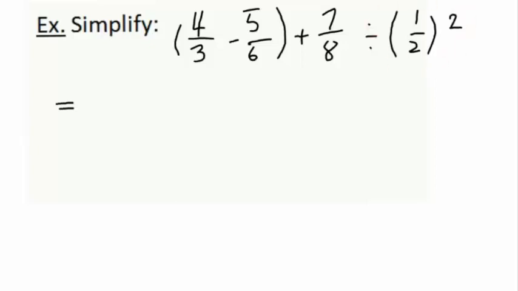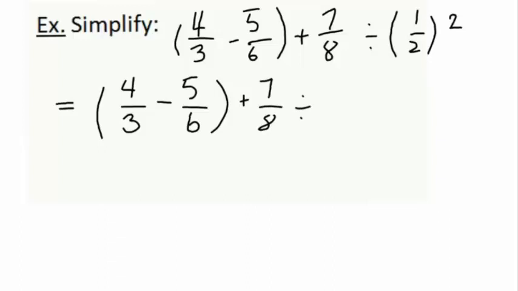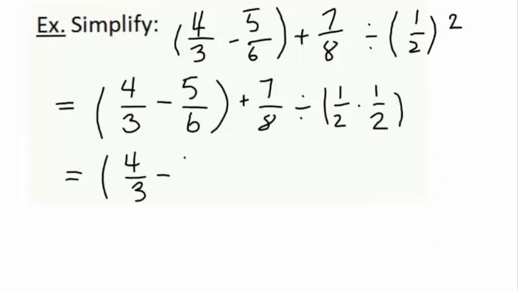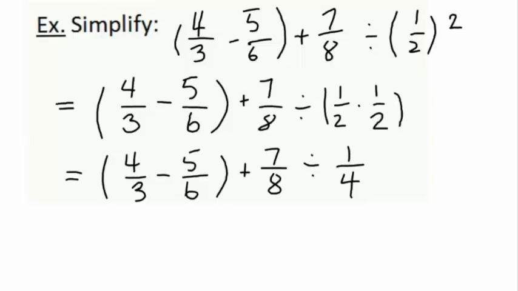It's up to you where you want to start. What I'm going to do is work on the exponential first and get rid of that set of brackets, and then come back and do the subtraction, because it's more difficult, I think, to find a common denominator here than it is to do the multiplication. So 1/2 to the power of 2 really means 1/2 times 1/2. And we know that 1/2 times 1/2, we can just multiply the numerators together and the denominators together to get 1/4.